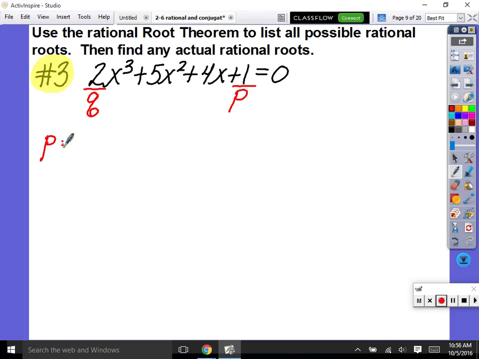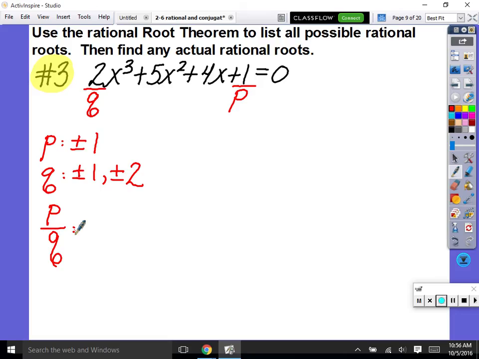Now we're going to list out factors of 1. What are some factors of 1? Plus or minus 1. Does everybody feel good? Now let's list out factors of Q. So plus or minus 1, plus or minus 2. So now we're going to list out all possible P divided by Q's. These are the possible rational roots, the only ones.